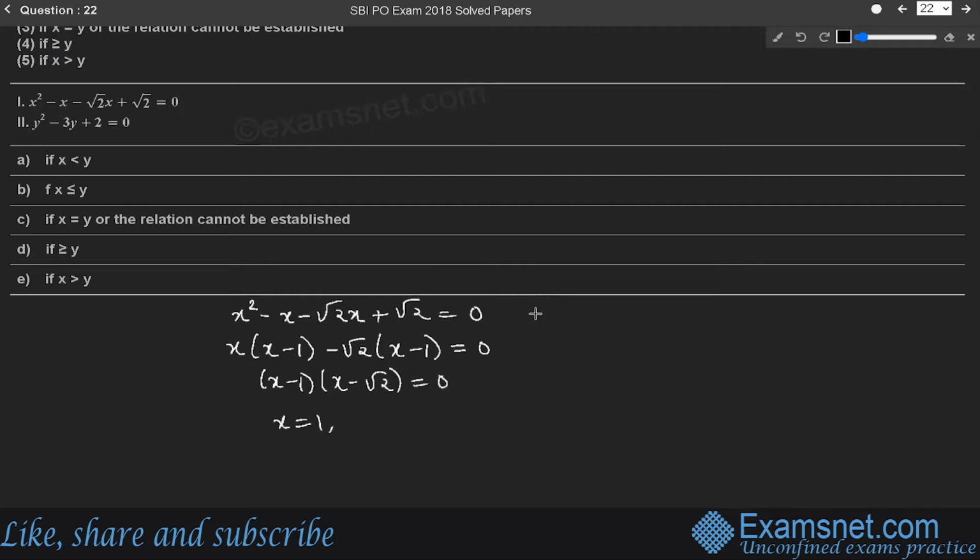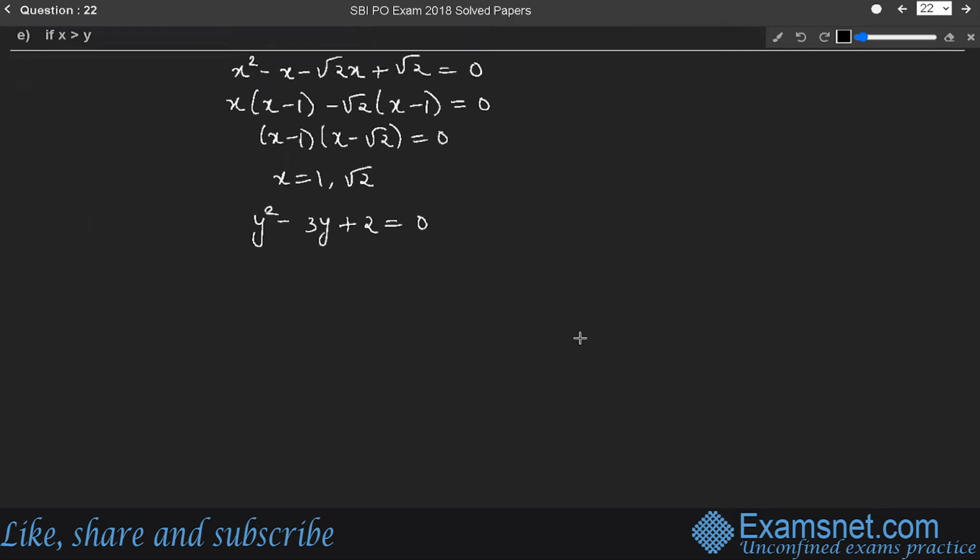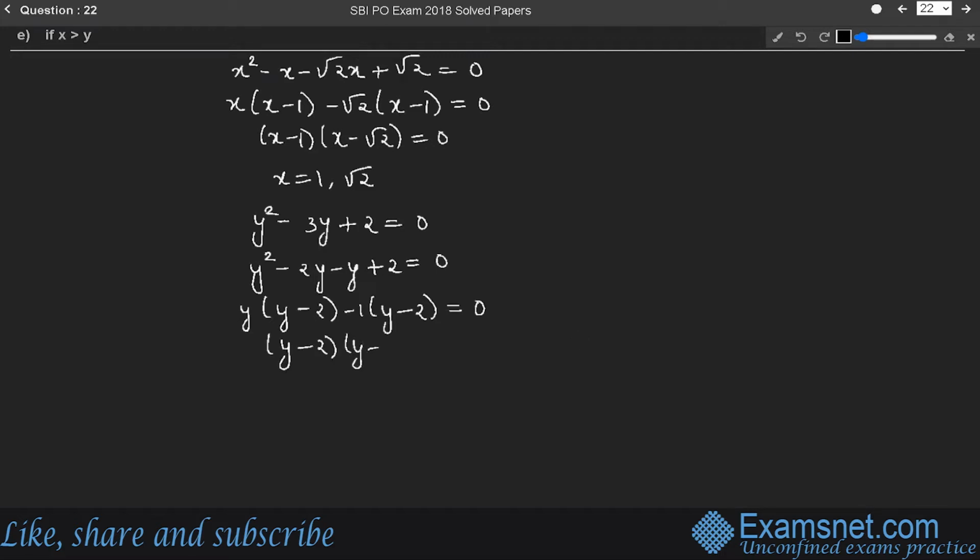Therefore, x will be equal to 1 and x will be equal to root 2. Similarly, the second statement is y square minus 3y plus 2 is equal to 0. This can be written as y square minus 2y minus y plus 2 is equal to 0. Taking y common, remaining terms will be y minus 2. Taking minus 1 common, remaining terms will be y minus 2 is equal to 0. So the factors will be y minus 2 and y minus 1 is equal to 0. Therefore, y will be equal to 2 and y will be equal to 1.